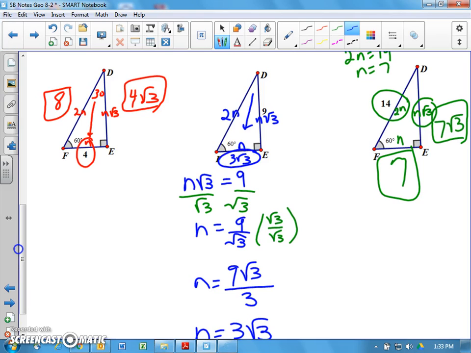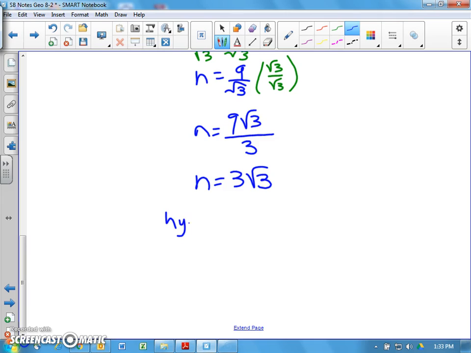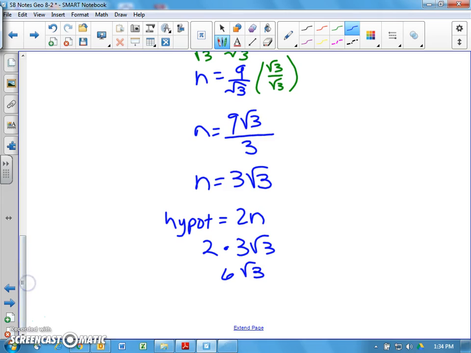Once I know that, it's an easy thing to find your hypotenuse. All I need to do is multiply that times 2. So for my hypotenuse, that's 2n. So it's going to be 2 times 3 square root 3, which would be 6 square root 3. So this side would be 6 square root 3. The key to these is always finding the side that you have labeled as n before you try to find any other sides, because all the other sides are calculated based on the side labeled as n.